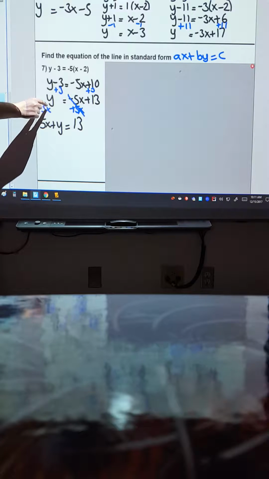And then notice what we have is positive 5x. This is a positive y. And we have left 13 on the other side. And we have indeed put this into standard form.